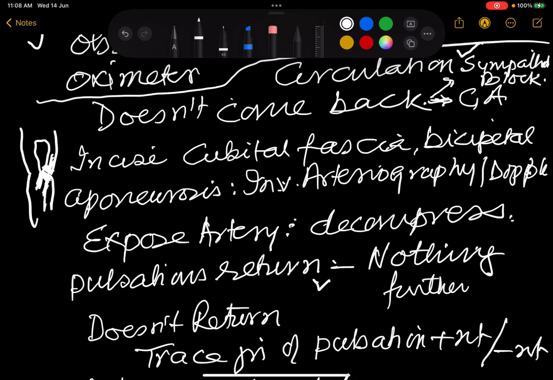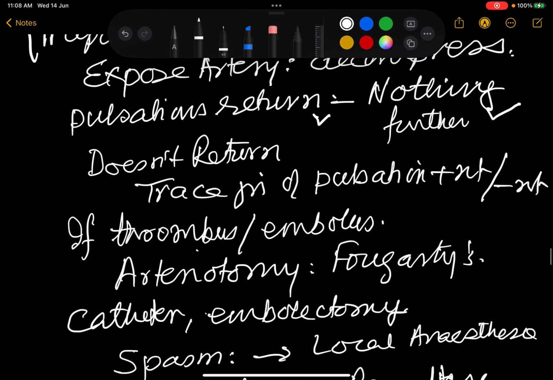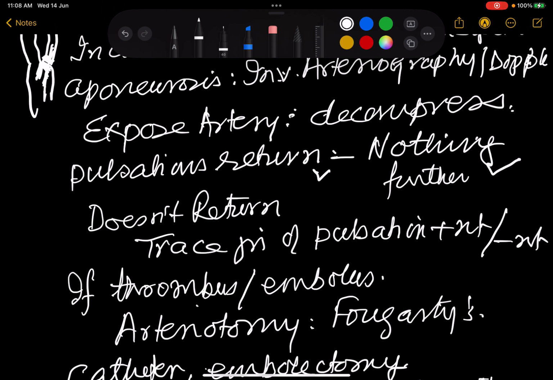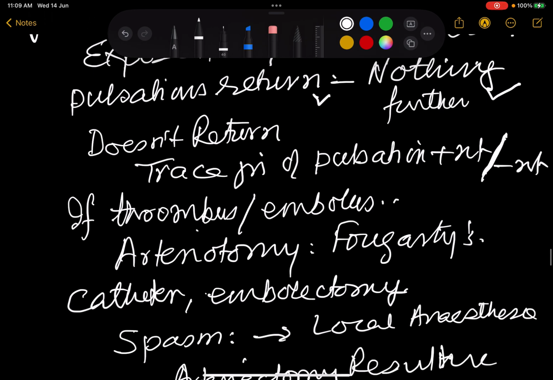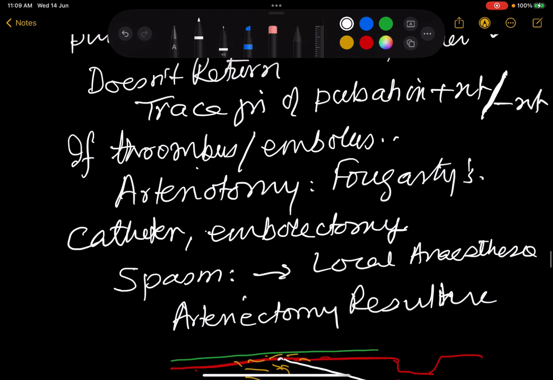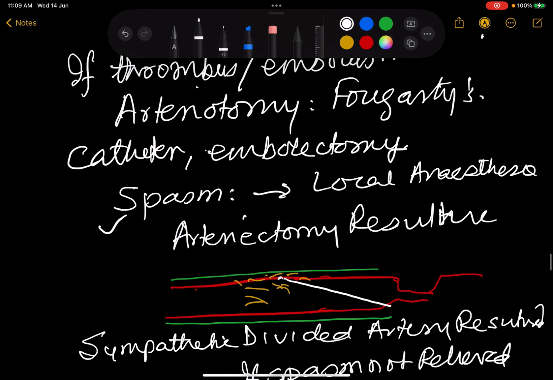If pulsations return, you do nothing further. If they don't return, then you start from the pulsating area and go to the non-pulsating area. That is the site of block. If there is a thrombus or an embolus, you do an arteriotomy, put a Fogarty catheter and pull the embolus out. If there is spasm, put local anesthesia; there may be sympathetic paralysis and the spasm may go. If it doesn't go, you do an adventitial stripping.